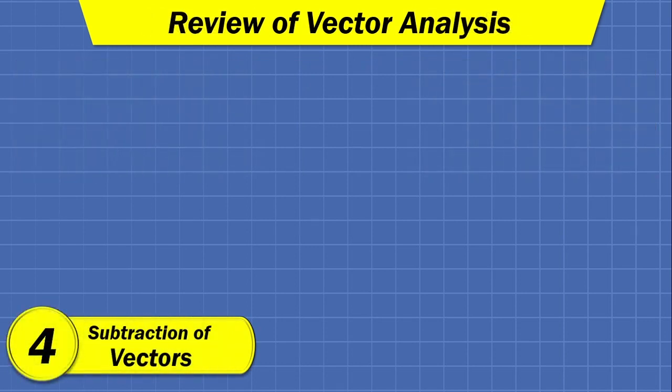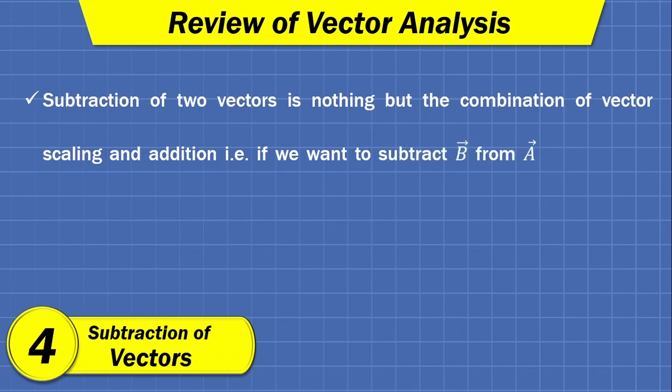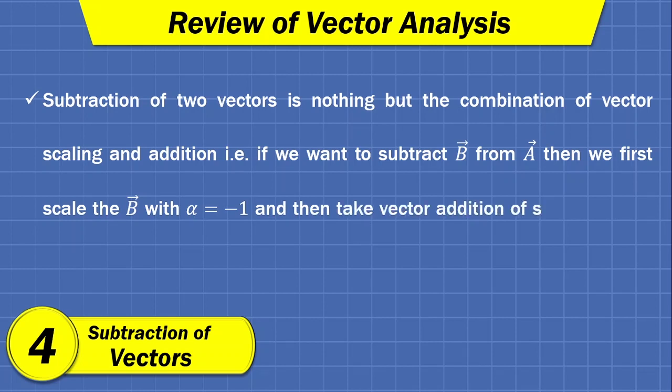The last topic of the video is subtraction of vectors. So subtraction of two vectors is nothing but the combination of vector scaling and addition. That is, if we want to subtract b bar from a bar, then we first scale b bar with alpha equals to -1 and then take the vector addition of such resultant vector, say b dash bar, with a bar. Fine. So actually the subtraction of vectors is nothing but the addition of vectors by scaling the second vector with alpha equals to -1. How does it work?